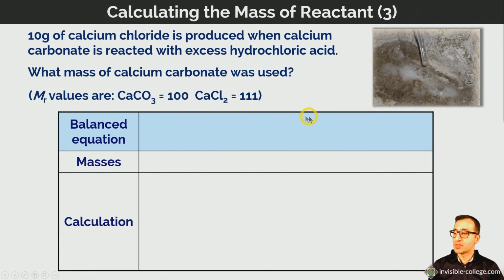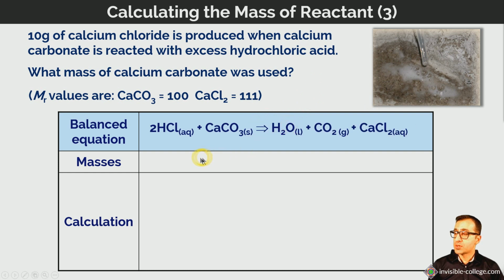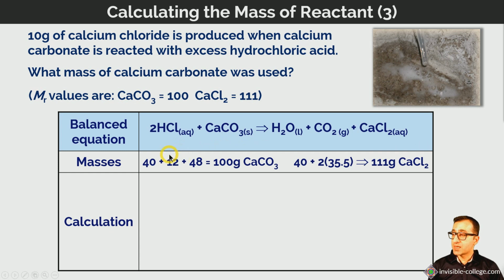Okay, so here's how we do this one. Again, we start with the balanced symbol equation. So when an acid reacts with a carbonate, we always get a salt and carbon dioxide and water. So in this case, if we had 100 grams of calcium carbonate, which is 1 mole of calcium carbonate, the relative formula mass is 100. So 1 mole of calcium carbonate is going to have a mass of 100 grams.